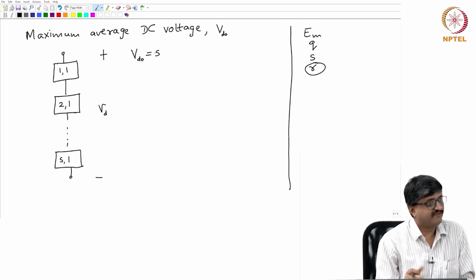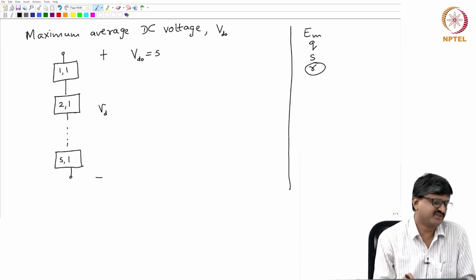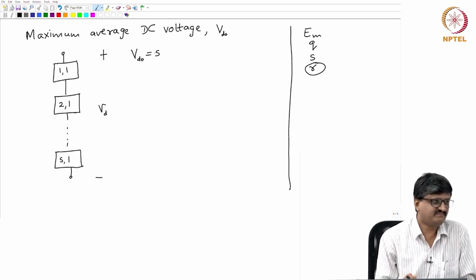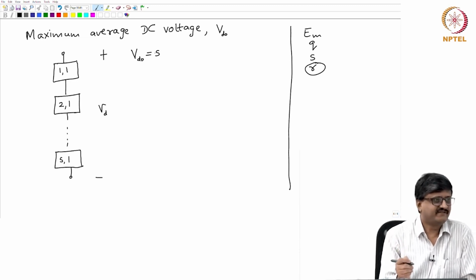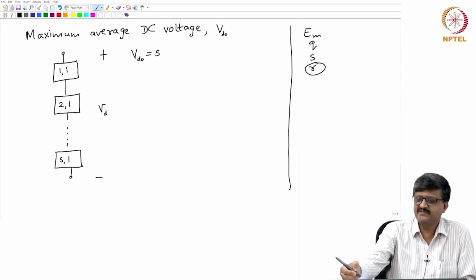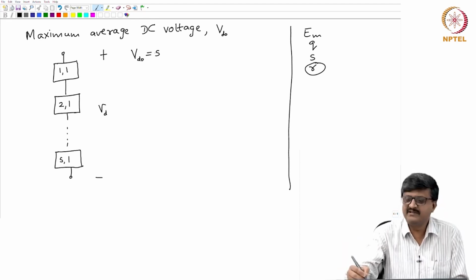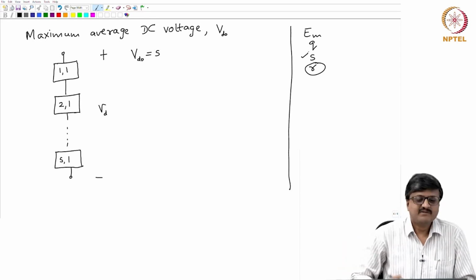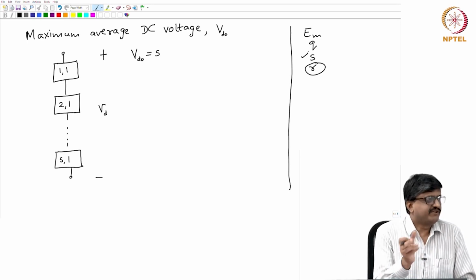Now, what is the expression for the average for one of the basic commutation groups? It will depend on the number Q. Can I get the expression? How to get the average in terms of EM and Q. S has already come here. Please note, S has already come, so I should write the remaining expression in terms of EM and Q. So we have an AC voltage source.